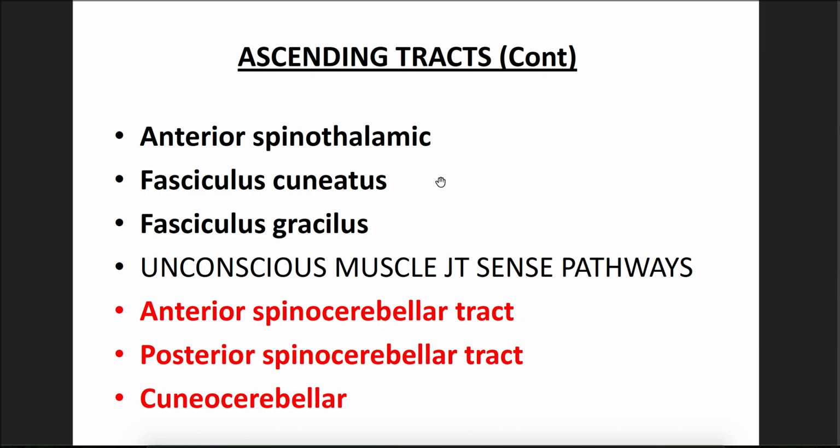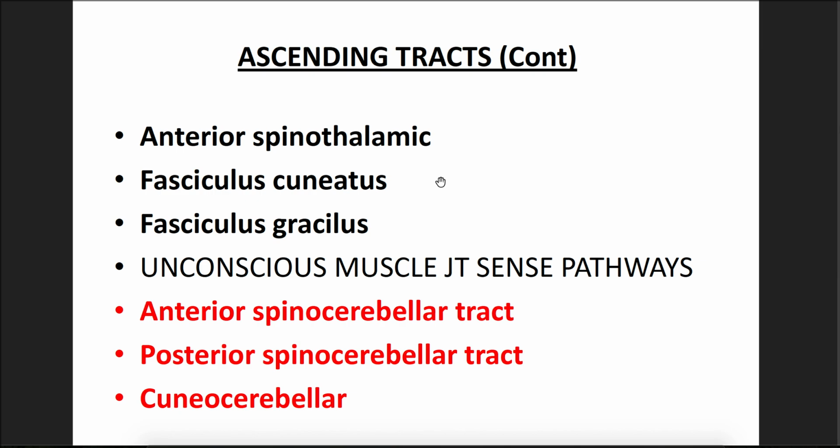They are bringing in information of proprioception, but they are going to end up in the cerebellum. And they are going to give you reflex unconscious proprioception. You're not aware that you're standing straight, that you're balanced, you just do it. So these have to do with unconscious muscle joint sense pathways: anterior spinocerebellar, posterior spinocerebellar, and cuneo-cerebellar.